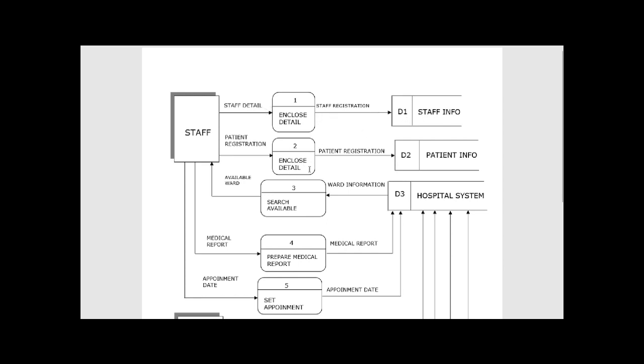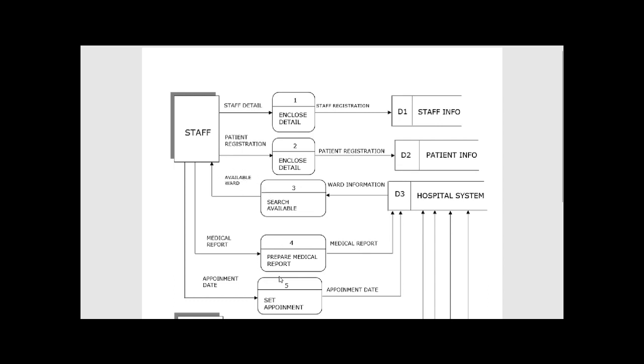The second one is the same thing, but it is for patients. The staff need to enter the details of the patient in order to register them. Then it will be stored in data store 2, which is patient info. The third process is search available ward. So the staff need ward information from data store 3, which is hospital system, so they can check if there is any ward available.